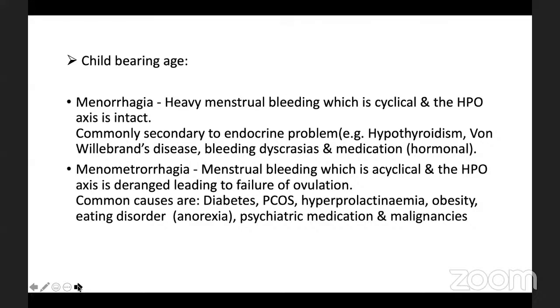Then there's metrorrhagia, which is a menstrual bleeding which is acyclical, and the HPO axis here is deranged, which leads to failure of ovulation. So common causes also medical issues like diabetes, and then in females who have PCOS, it's a problem. Then prolactin issues, weight issues, eating disorders, anorexia, and then psychiatric medication. Most of the time, psychiatric medication causes amenorrhea, but sometimes it can start as abnormal uterine bleeding, and then we need to investigate it, of course, and malignancies as well.